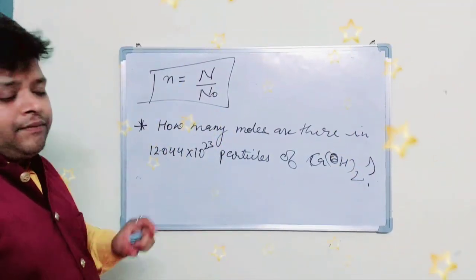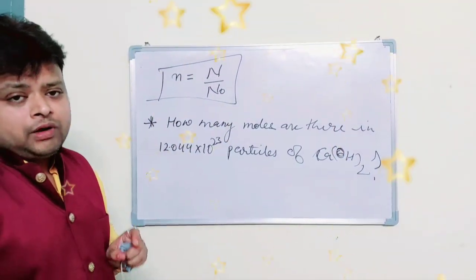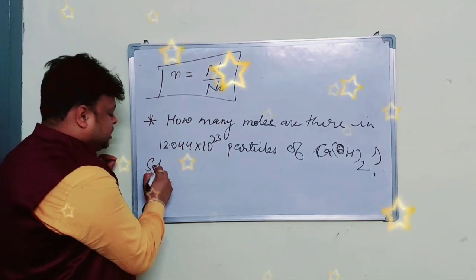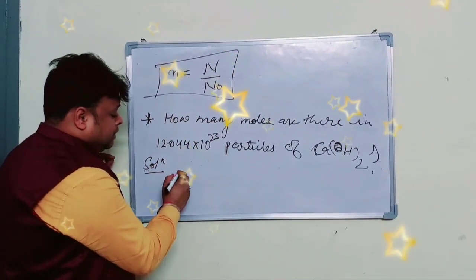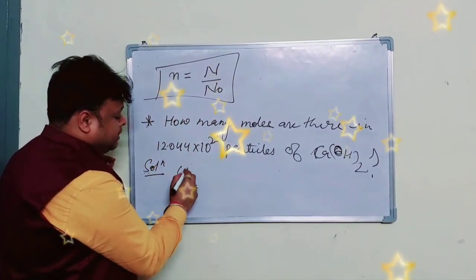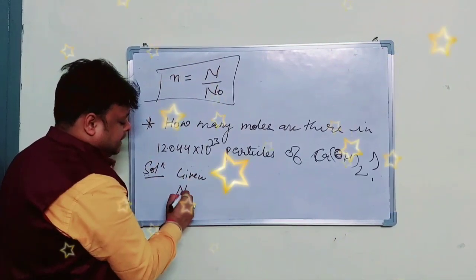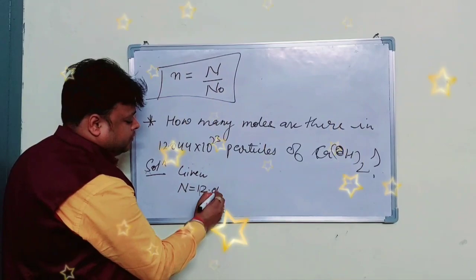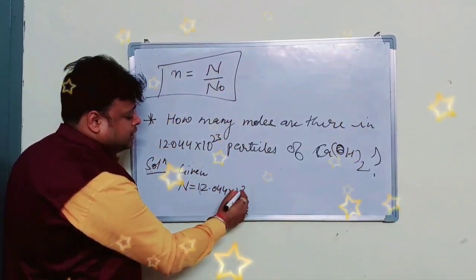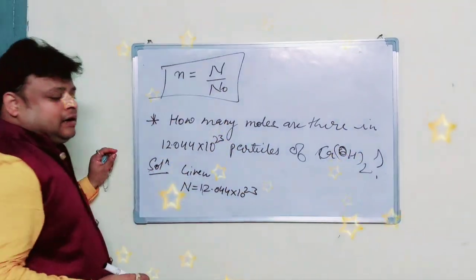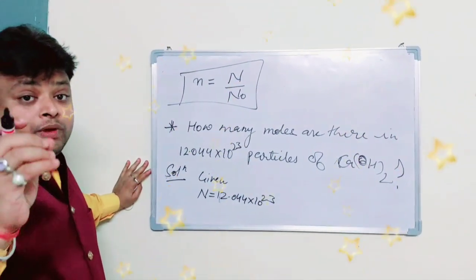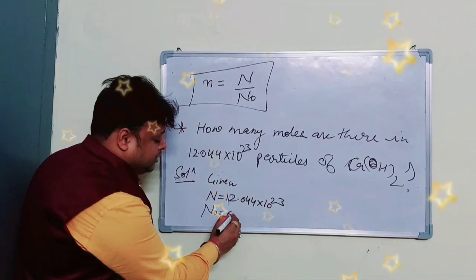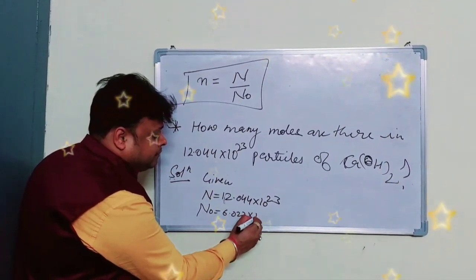So what we have to do then, right? What we have to do here? See, solution, and what is given here? Given is capital N, 12.044 × 10^23. Then what is given? Even if it is not given, you should know that the value of N0 is 6.022 × 10^23.